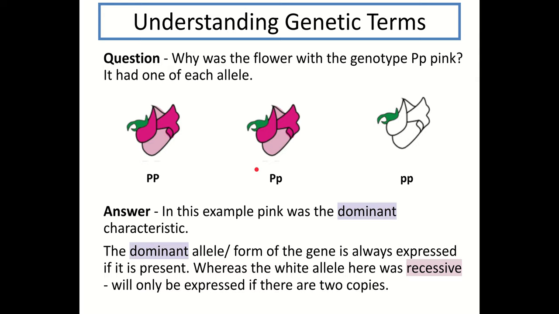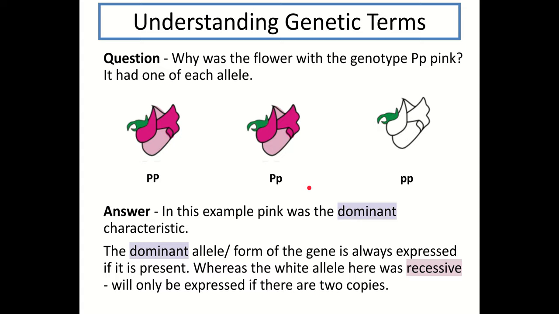The white allele is what we call recessive. This means you only see this phenotype if both of the alleles are recessive. So in the example on the right, there were only two little p's, there was no big P, so the flower was white. So in this example, the pink allele was dominant and the white allele was recessive.